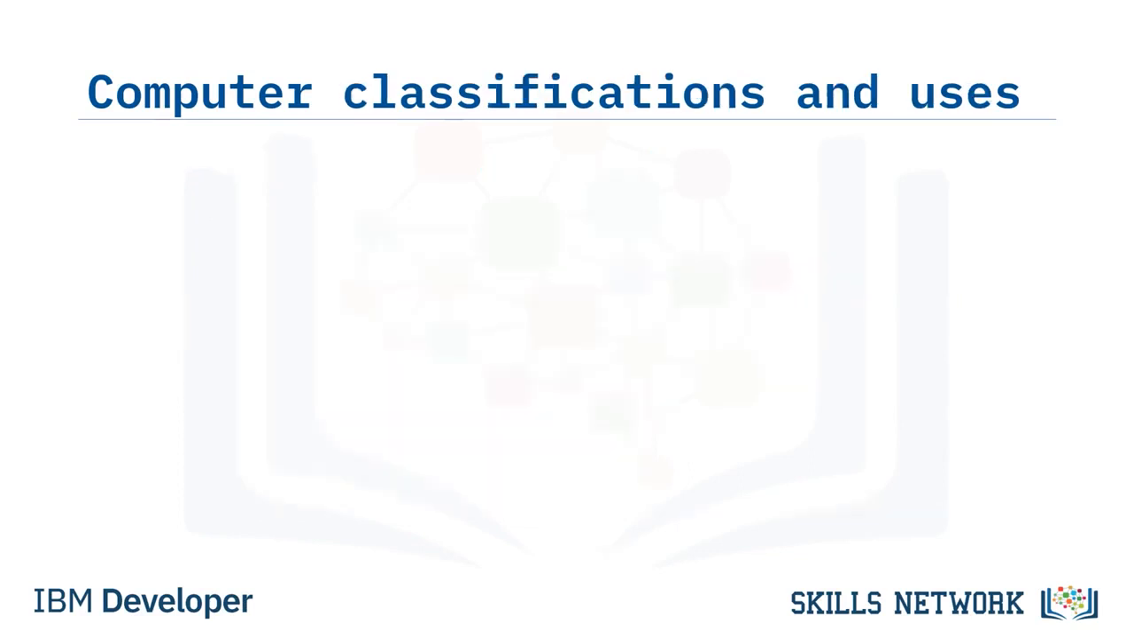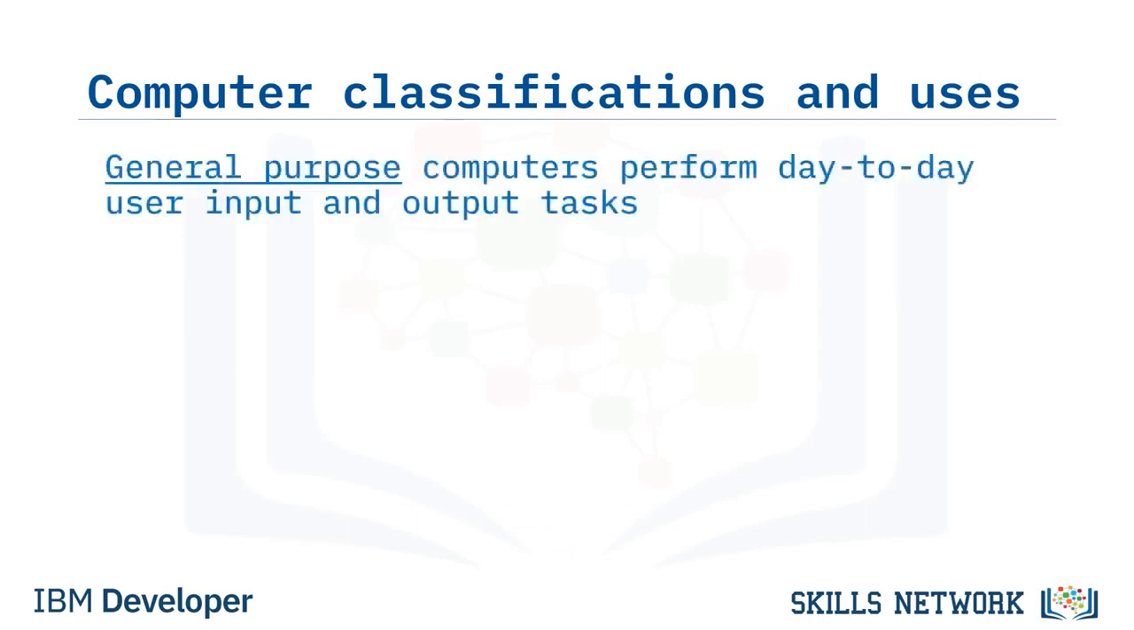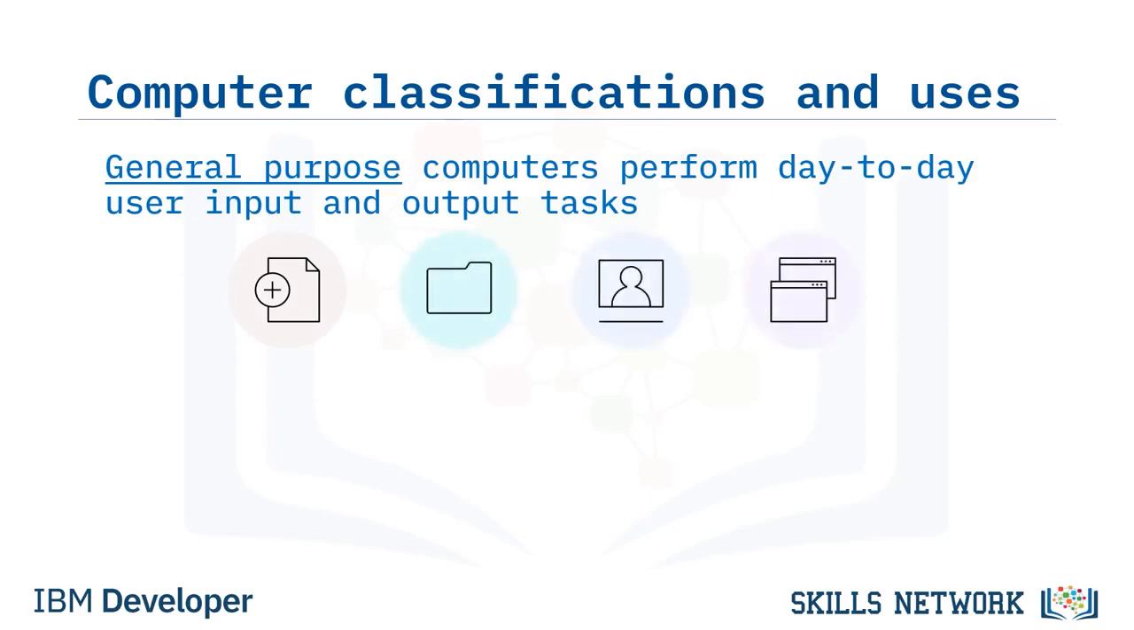Another way to classify computers is by use. General-purpose computers perform functions such as creating documents, saving files, web conferencing, working online, financial analysis, data analytics, coding, and other multifunction capabilities. Even smartphones can be considered general-purpose computers.